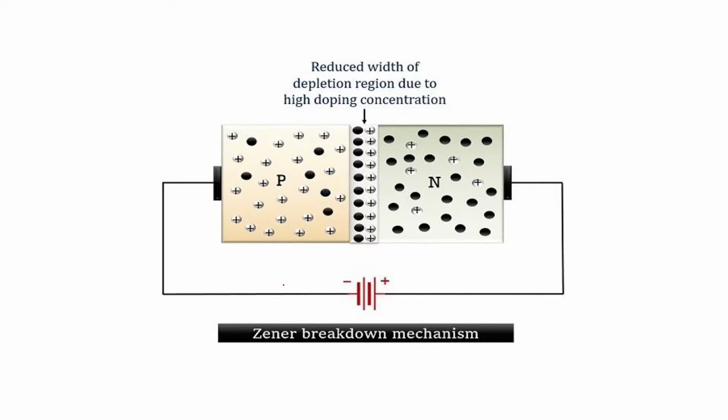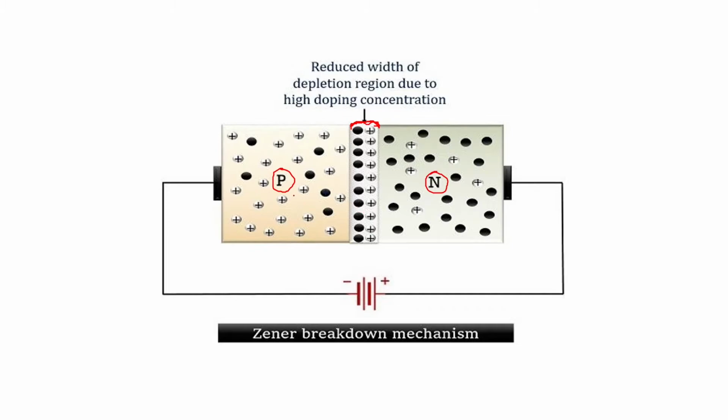So here you can see this is the structure of a Zener diode, and you can see the width of the depletion layer here is very, very small because of heavy doping. So this width is very small here. You can see the width of the depletion layer is very small due to high doping concentrations, because the p-type material and n-type material are very highly doped.